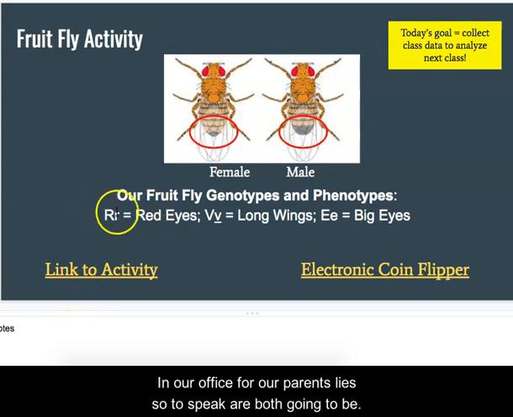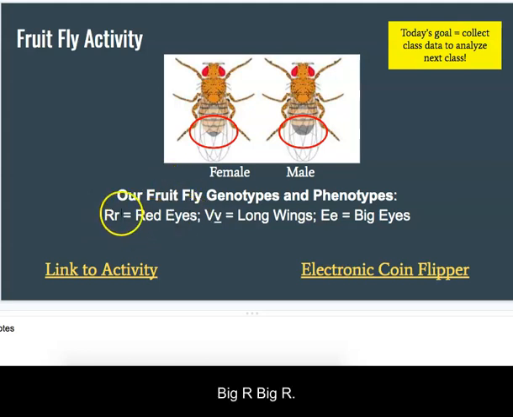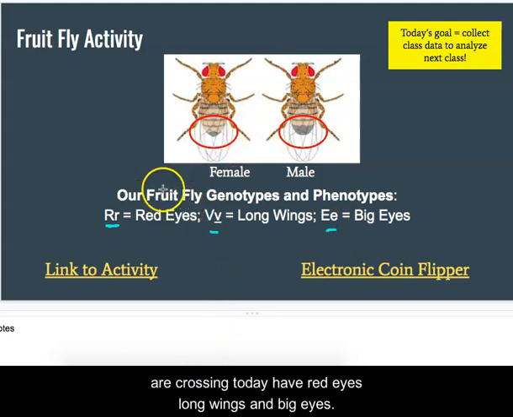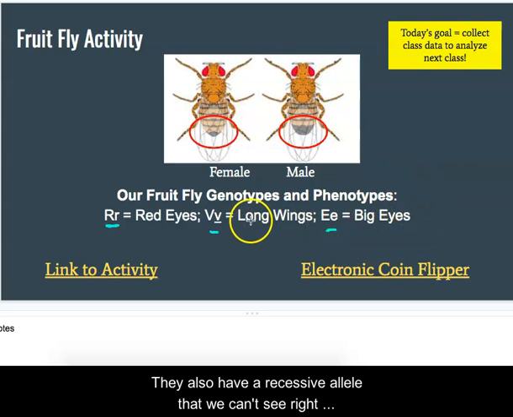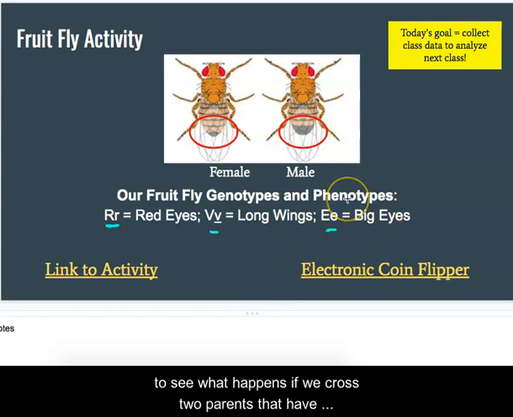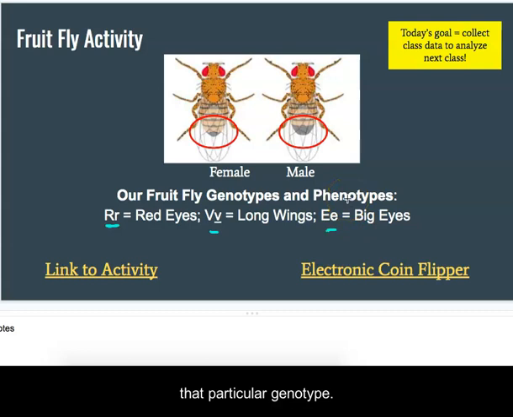And our parent flies, so to speak, are both going to be big R, little r for eyes, big V, little v for wings, and big E, little e for big eyes. So both parents that we are crossing today have red eyes, long wings, and big eyes. But they also have a recessive allele that we can't see right now because there's a dominant allele present. But we're going to see what happens if we cross two parents that have that particular genotype.